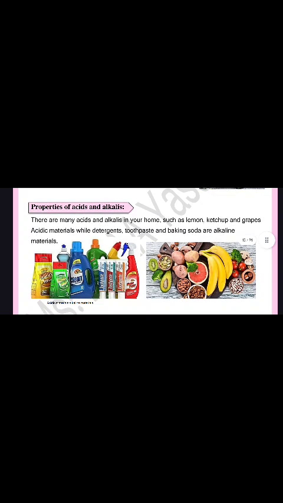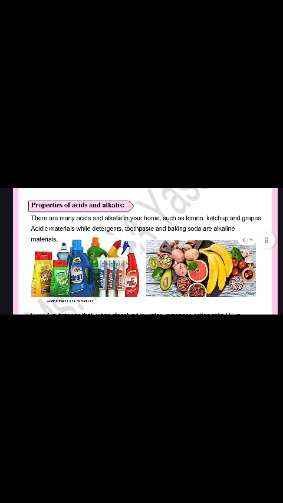Properties of acids and alkalis. There are many acids and alkalis in your home, such as lemon, ketchup, and grapes, which are acidic materials, while detergents, toothpaste, and baking soda are alkaline materials. So right now we have mentioned examples for acids and alkalis that can be found in our home.